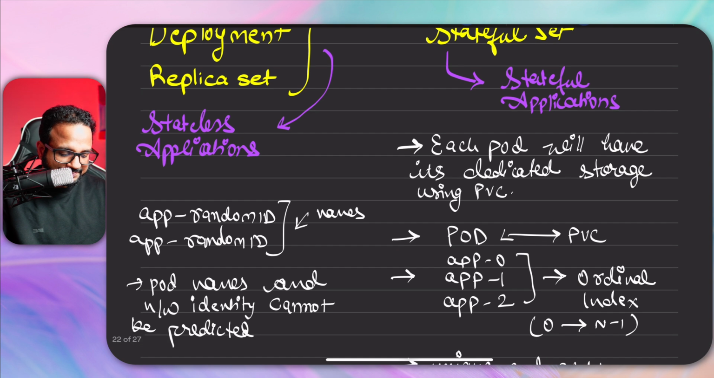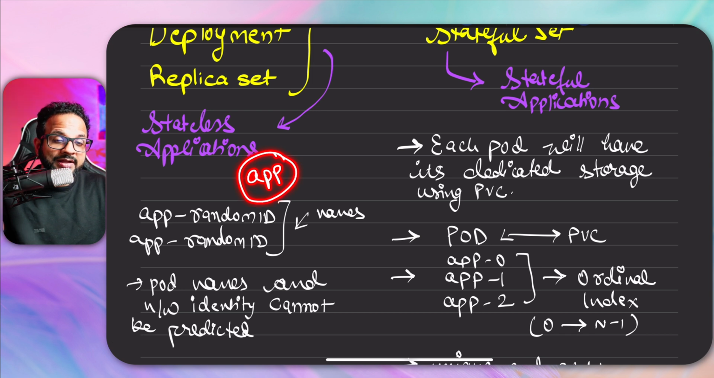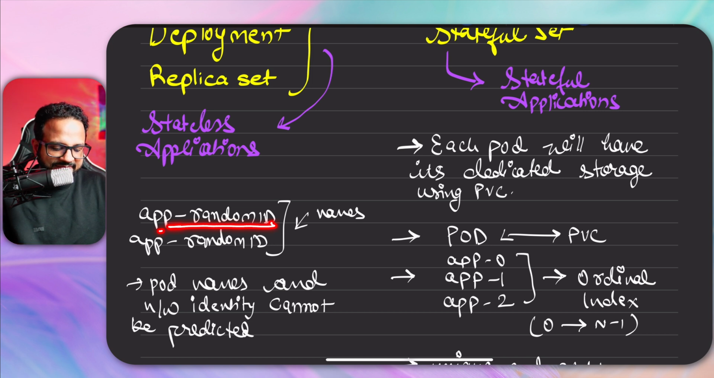What I mean by that: when you create a deployment or a replica set, let's say you create a deployment with the name app. So this is the name of the deployment, app. Let's say you created it with 3 replicas. Then the application pods will be app hyphen some randomly generated ID for the first pod. For pod 2, similarly, app hyphen some random ID, and pod 3 as well, app hyphen some randomly generated ID.